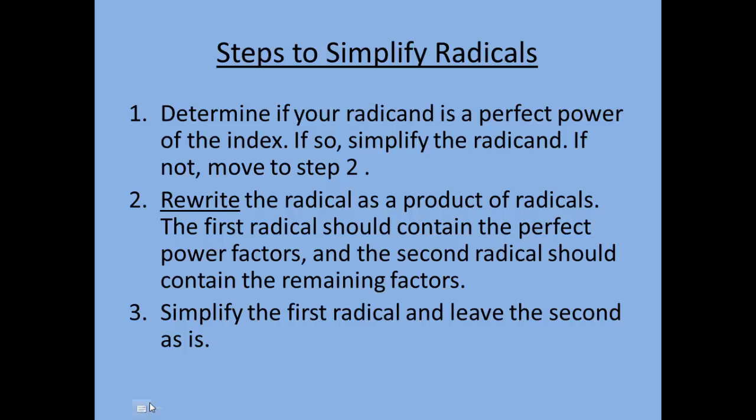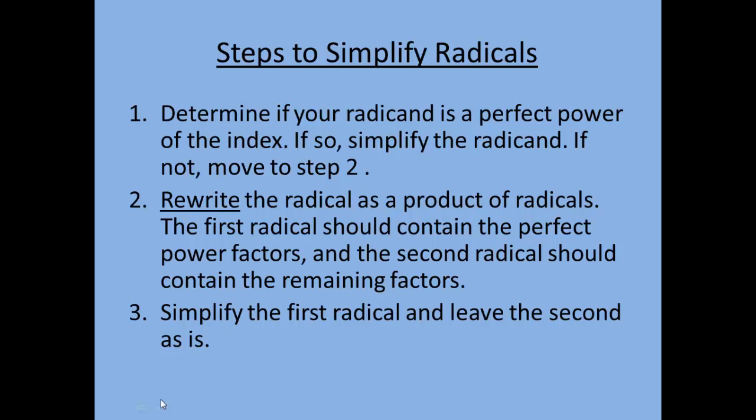Alright, so step 2 says to rewrite the radical as a product of radicals. And that's what we were just doing a second ago. So if you don't have a perfect power, you want to write it as a product of two radicals. In the first radical, you want to have anything that's a perfect power in there. And in the second radical, you want to have all the remaining factors. So you're breaking it down based on its factors. The perfect power factors go in the first one, the non-perfect power factors go in the second one. And then step 3, you want to simplify the first radical, just like we did in the last step, and then you want to leave the second radical as is.